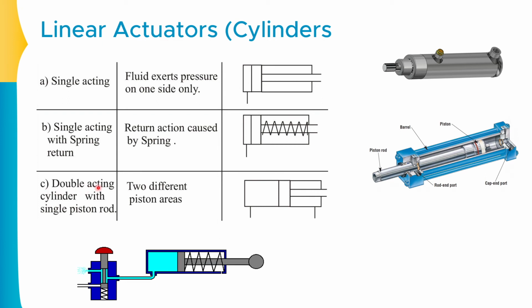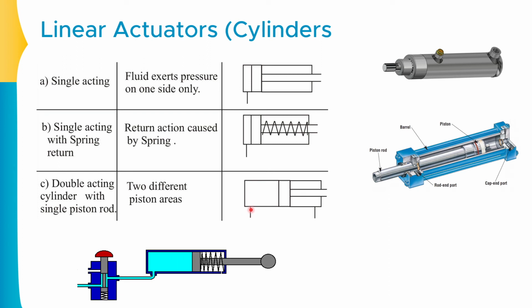Clear? The third one is the double acting cylinder with the single piston rod. Now this specific cylinder actually has two inputs. One pressure line is available over here, the second pressure line is available over here. So whenever you want to move the piston rod in the right direction, the pressure line that will be activated is this one.